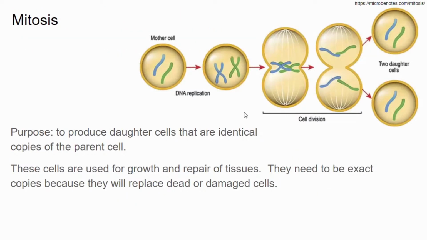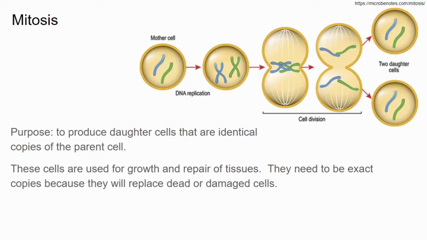Mitosis. Mitosis is a type of cell division. We know that its purpose is to produce daughter cells that are identical copies of our parent cell. These cells are used for growth and repair of tissues. So they need to be exact copies of the parent cell because they are replacing dead or damaged cells, or they are increasing the number of those cells through growth.